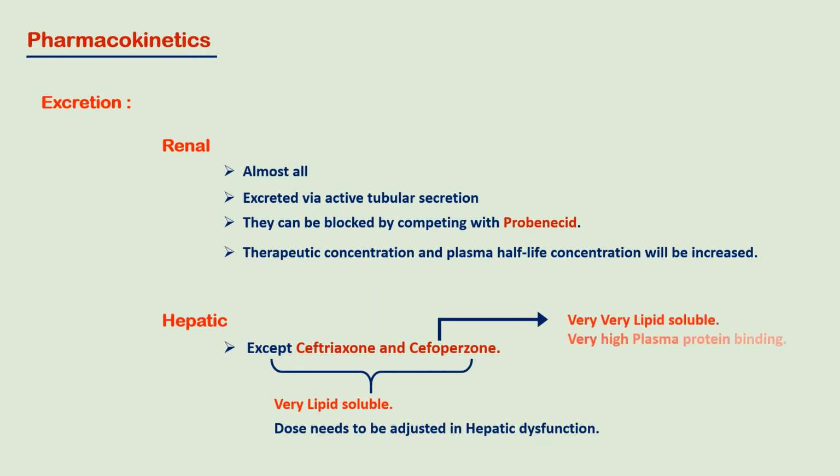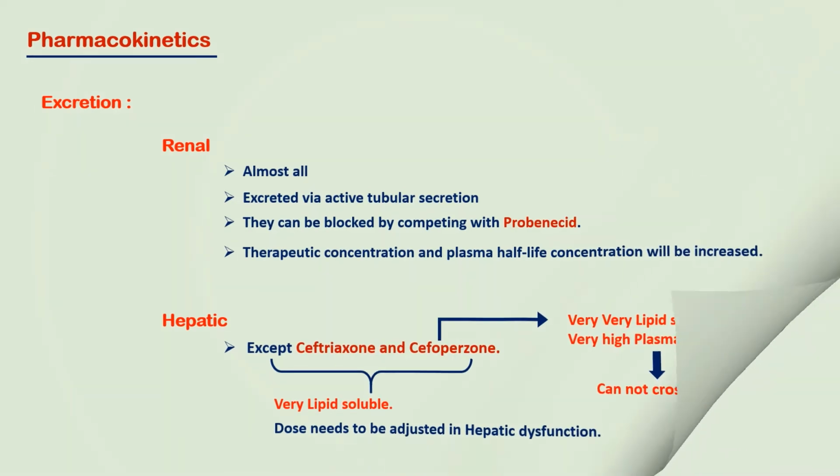As these drugs are highly lipid soluble, we might expect them to cross the blood-brain barrier and help in meningitis, but that is not the case with this drug. The reason is that it is very lipid soluble, so it will have very high plasma protein binding, and a decreased free fraction available to cross the blood-brain barrier. So, cefoperazone cannot be used in the treatment of meningitis.